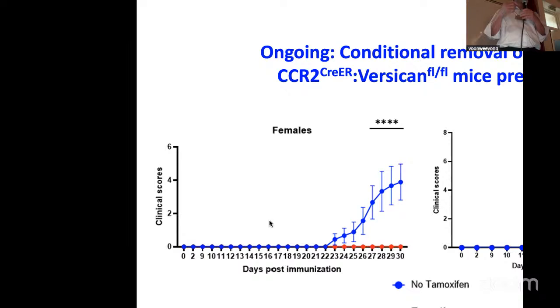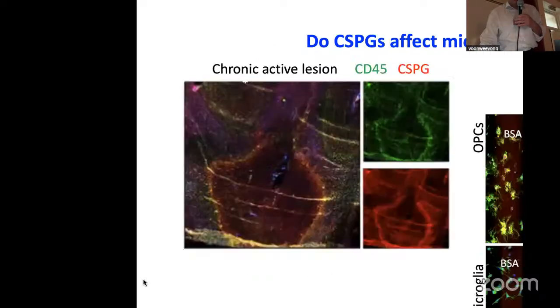So this is actually a very strong phenotype for Mariam, who is following this work in terms of trying to understand the mechanisms. So do CSPGs affect microglia biology, of interest particularly to me, but also to many of you? Here we are looking at a chronic active lesion of multiple sclerosis. It's chronic active because the immune cells are now at the rim and have dissipated from the center.